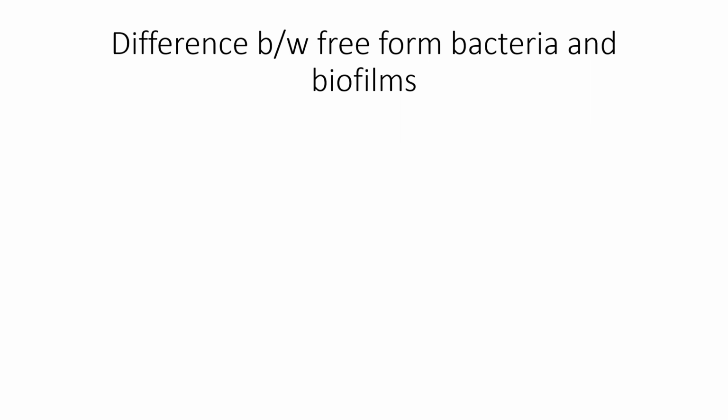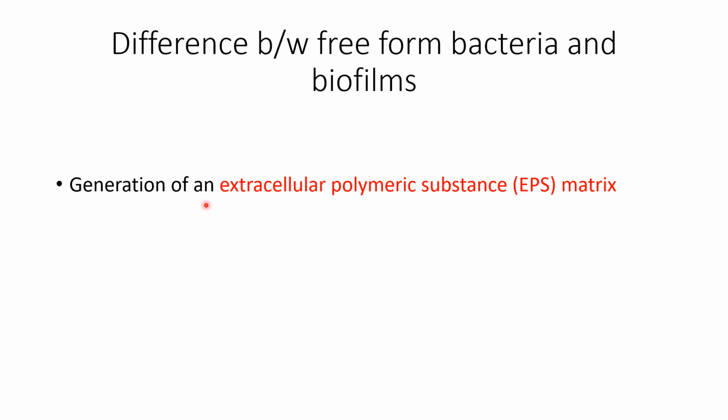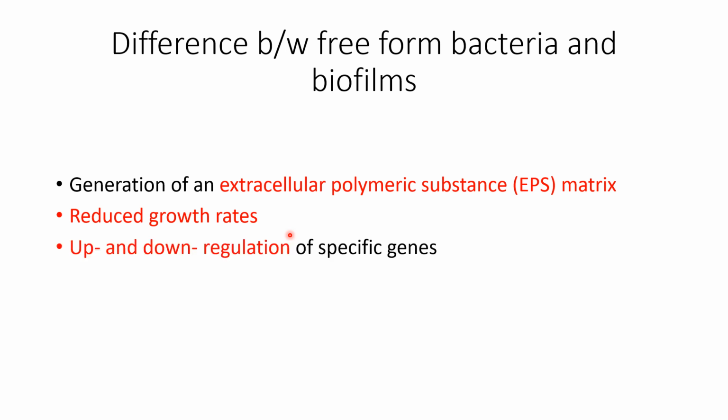Now, what is the difference between a bacteria when it is free in the environment and when it is in a biofilm? For example, Staphylococcus aureus, if one is free in the environment and the other is part of a biofilm, what is the difference that we'll see? The first difference is that in a biofilm, the organisms secrete an extracellular polymeric substance, matrix slime. But in free form, this matrix is not there. Secondly, in a biofilm, the microorganisms have reduced growth rates as compared to when they are in the free form in the environment. And third, there is up and down regulation of specific genes. As in the formation of the biofilm, we saw quorum sensing. It was a mechanism where there is up regulation of certain genes or down regulation of certain specific genes. So these are the differences between the two forms of the same bacteria.